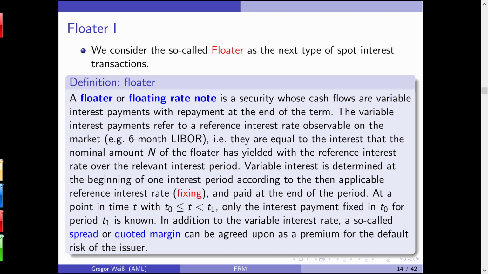Now, the variable interest is determined at the beginning of one interest period according to the then applicable reference interest rate, and we call this the fixing. So how does it work?